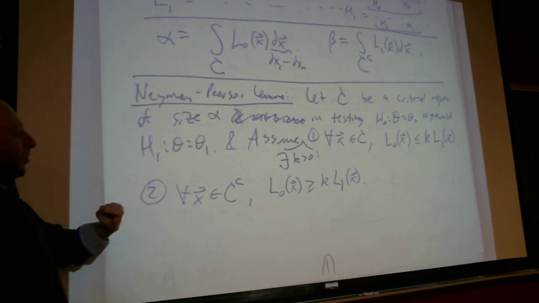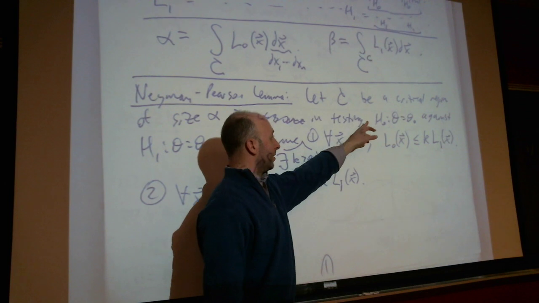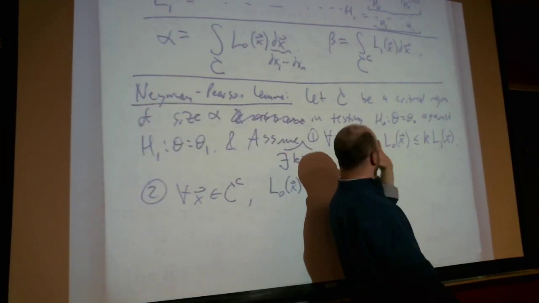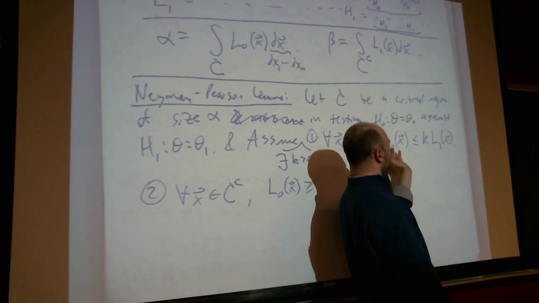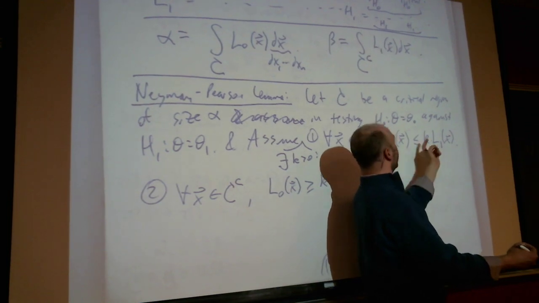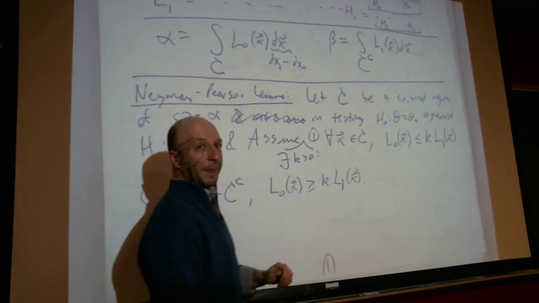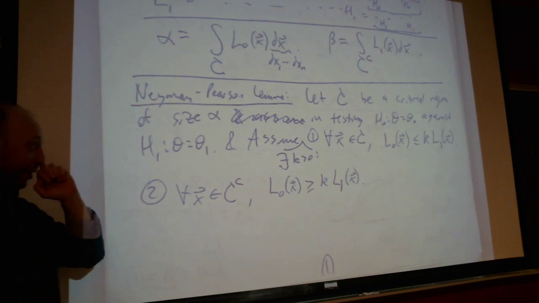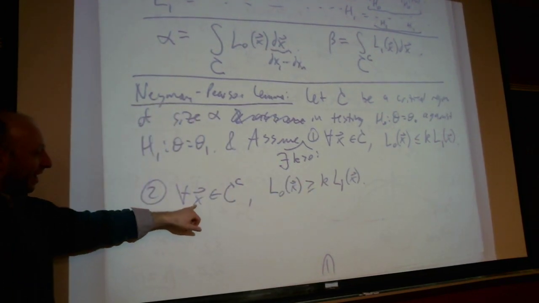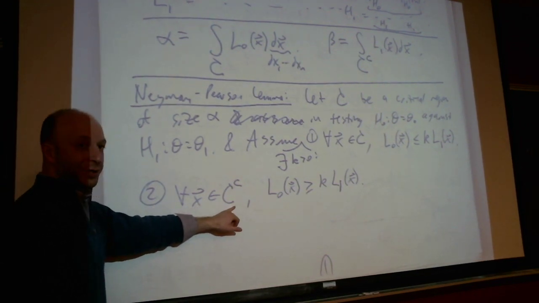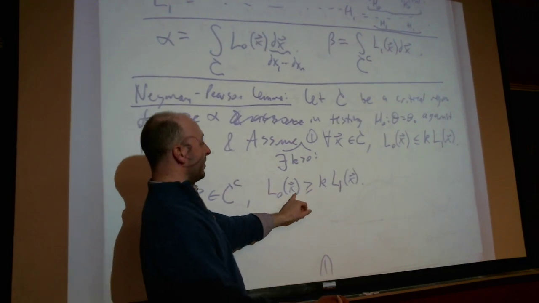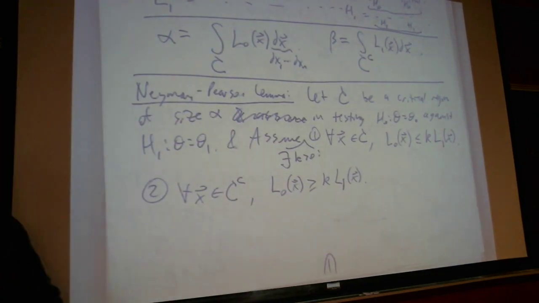Okay, so these are two assumptions on the critical region, given our two hypotheses. Assume that in the critical region, the likelihood of that observation, assuming the null hypothesis, is bounded above by a constant times the likelihood of the alternative hypothesis. And with the same constant, when we don't reject the null hypothesis outside of the critical region, the likelihood of the null hypothesis is bounded below by the same constant times the likelihood of the alternative hypothesis.